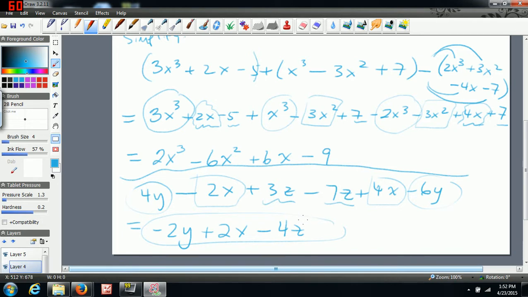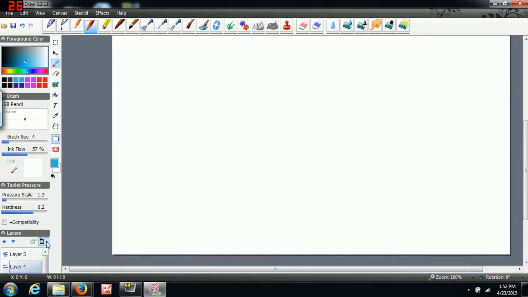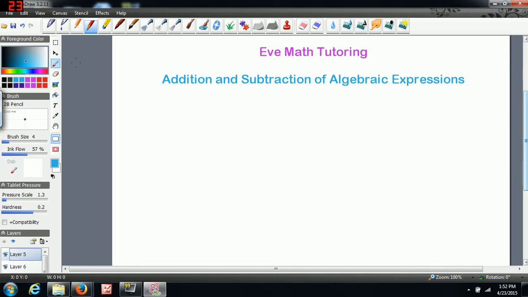Okay, so let's try a few more examples. Let's try some where we have brackets. So simplify. So say you're given something like the following: negative x plus y minus x minus y. So what happens here is this negative goes into whatever's inside the bracket.